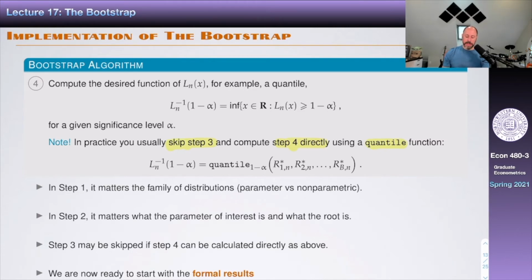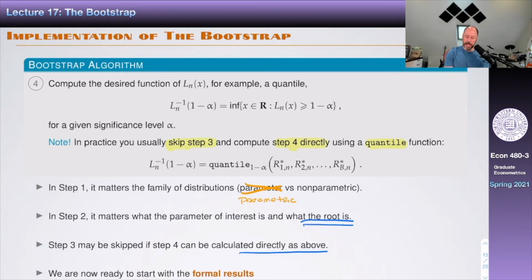So in step 1, it matters the family of distributions. As I said, it matters how you get your draws. Could be parameters. That's here, parametric versus non-parametric. In step 2, it matters what the parameter of interest is and what the root is. If you're using different roots, that's going to affect your step 2. And step 3, maybe skip if step 4 can be calculated directly as above. It could be a quantile. If you care about something else, you can just apply that function directly. Okay. So this is how you estimate or implement the Bootstrap in practice.